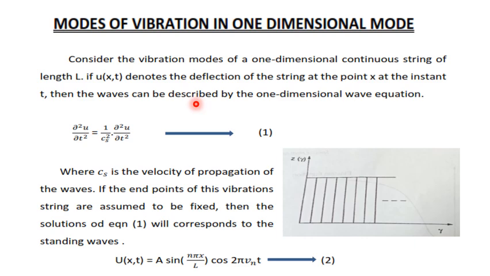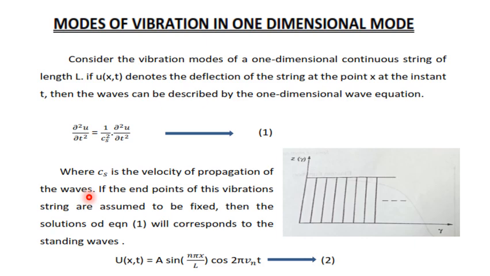Understand? There is a string with a length capital L. When it vibrates, the deflection of the string at the point x at the instant t will give the one-dimensional wave equation: dou square u by dou x square is equal to 1 by Cs square into dou square u by dou t square, where Cs is called the velocity of propagation of the wave.